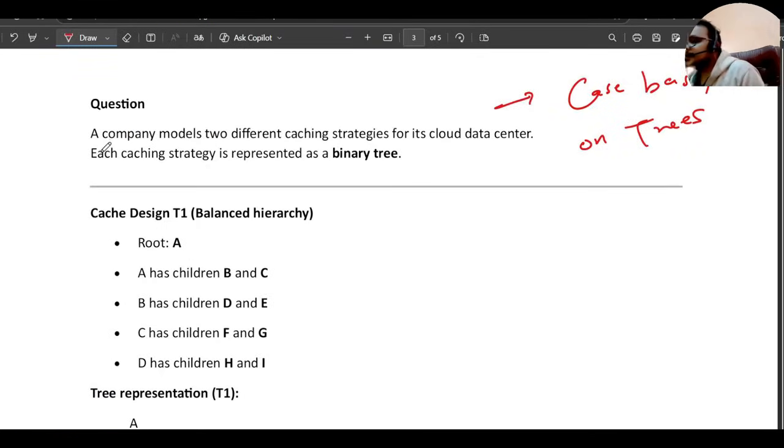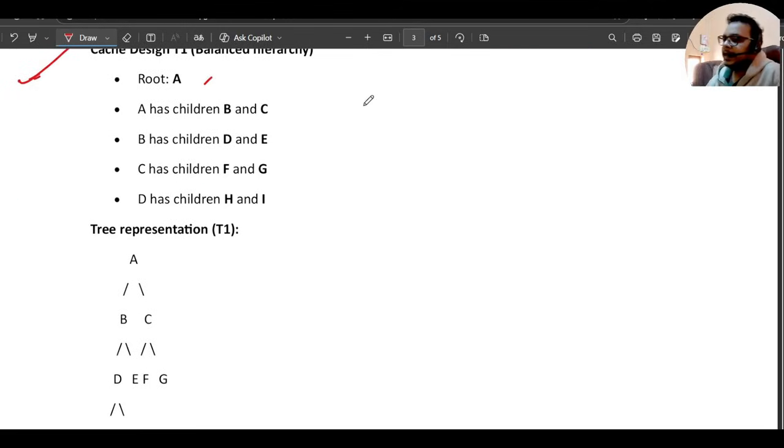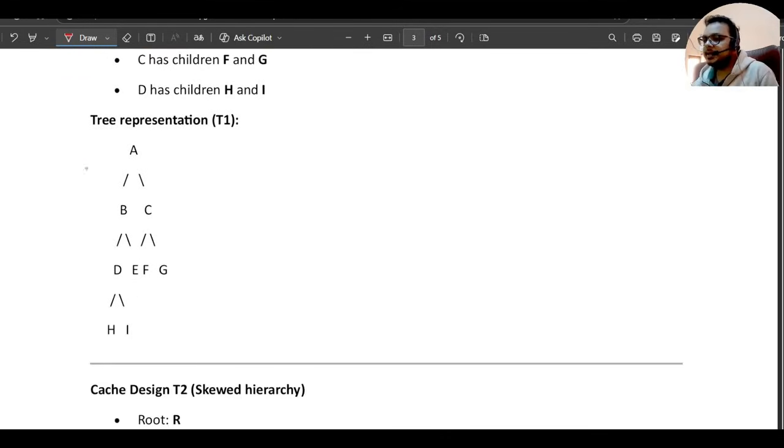A company models two different caching strategies for its cloud data center. Each caching strategy is represented as a binary tree. Cache design T1, balanced hierarchy. They designed two caching strategies in total. The first one is balanced hierarchy. The root is A, which has children B and C. B has children D and E, C has children F and G, and D has children H and I. So this is the tree representation.